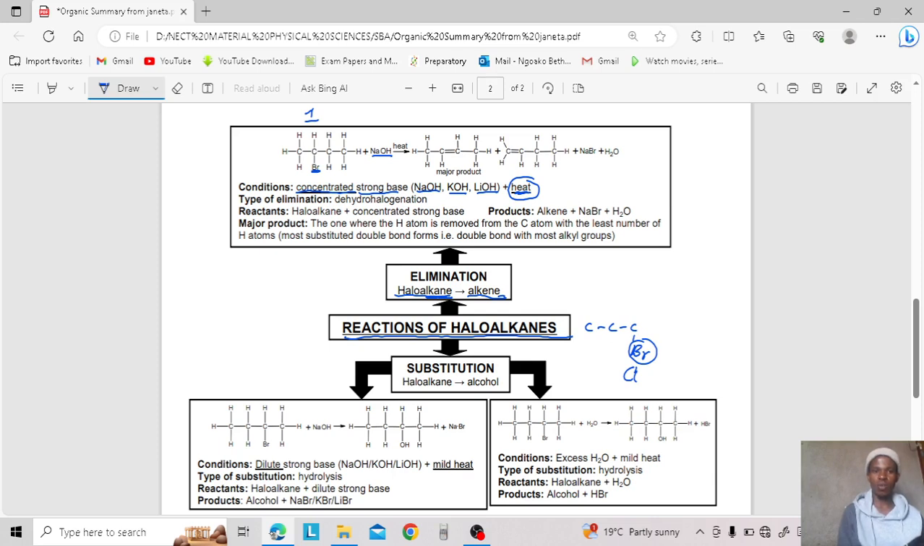Now, still with the major products. On this major product, we eliminate Br on carbon number 2, and then we eliminate a hydrogen. So here's the rule. How do we eliminate that? Count the number of carbons: 1, 2, 3, 4.